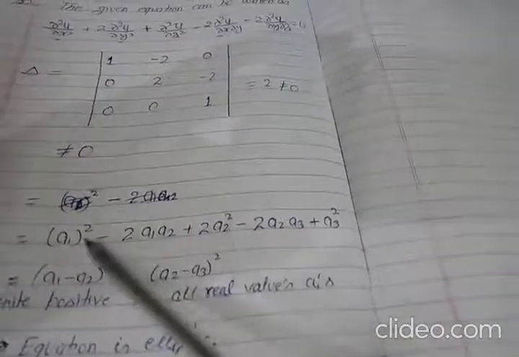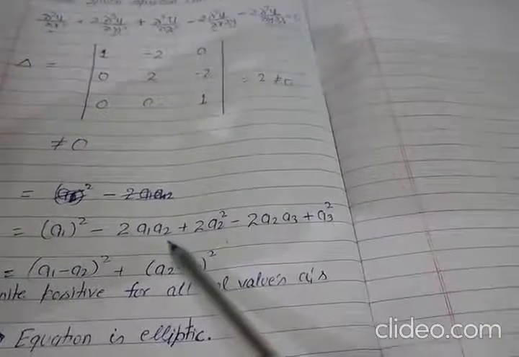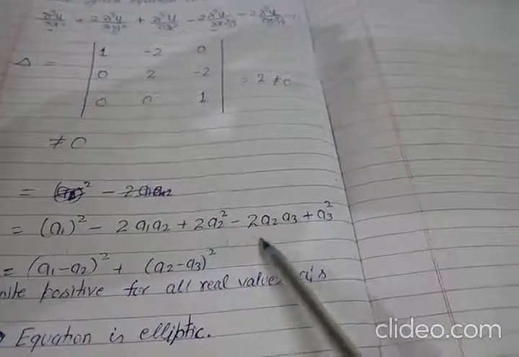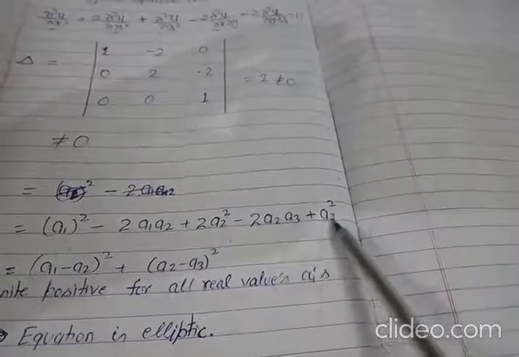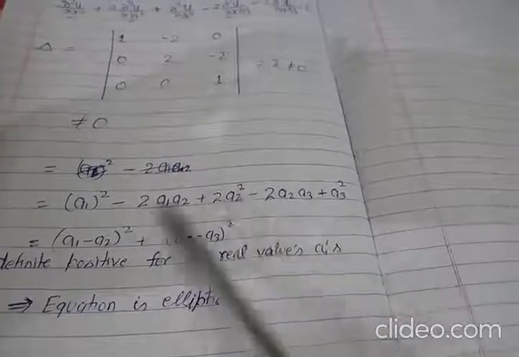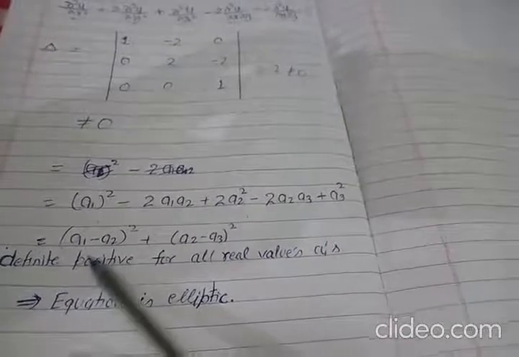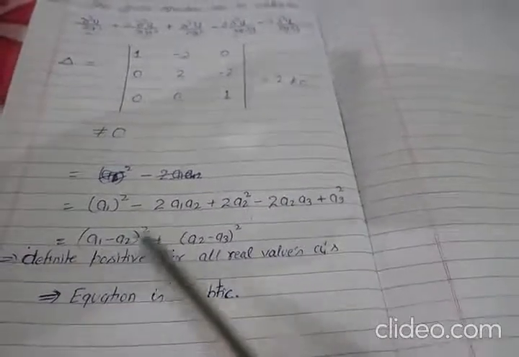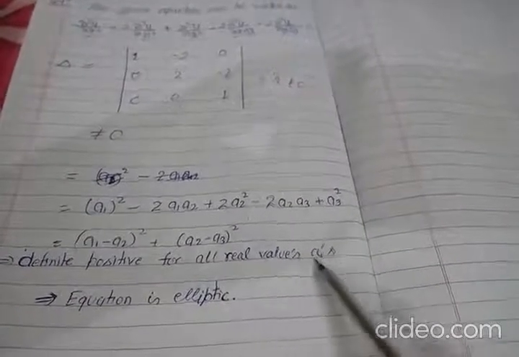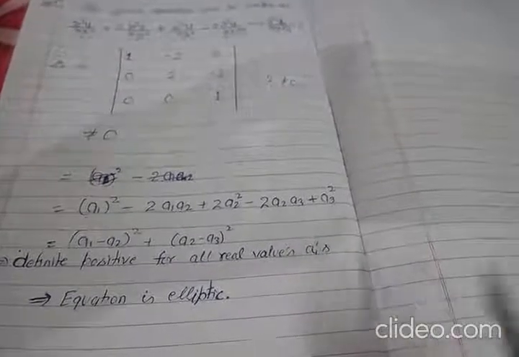we have written here a1 square. For minus 2 we have written the positional values a1 into a2. Like this, for the diagonal element again we have written a2 square. For the next element minus 2, a2, a3, and then a3 square. If we see that this is a perfect square, we can obtain the perfect square from this given equation on simplification. So whatever values we select, we will get a positive definite value for all values of ai. And if we put ai equal to 0, then we will get 0.